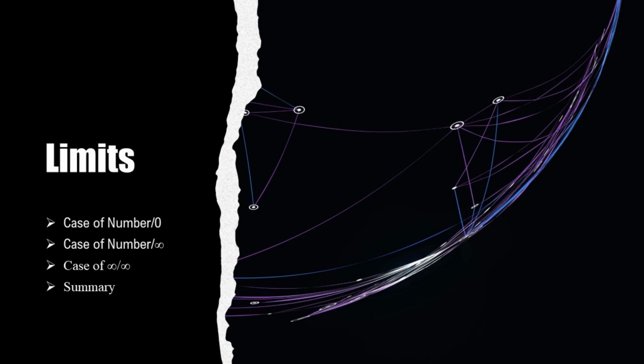Today we're talking about limits involving infinity. Specifically, we'll go over the cases of number over zero, number over infinity, and infinity over infinity. Let's start with our first example.